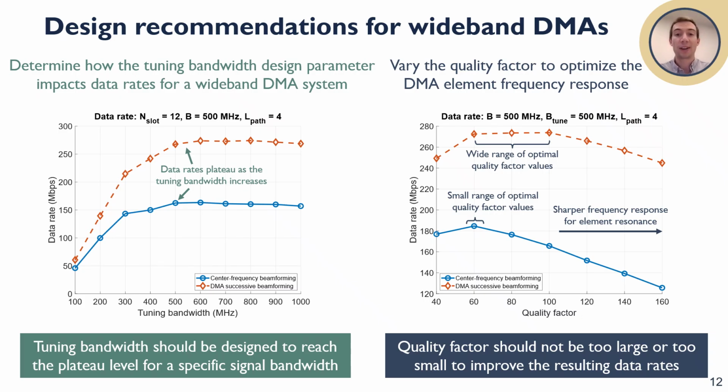Moreover, we also wanted to look at varying the quality factor, the sharpness of the resonance, and how that affected the data rate results. We found that over different quality factor values, the data rate does vary a little bit, but it largely stays somewhat even for our DMA successive case, though there is a certain range of optimal quality factor values that does maximize the data rate. That is mostly due to, I think, a very sharp curve increasing the flexibility, but a very broad curve leading to a lower amount of antenna weights. So there is a sweet spot for the quality factor that you'll want to design your DMA for a wideband system with a certain bandwidth.